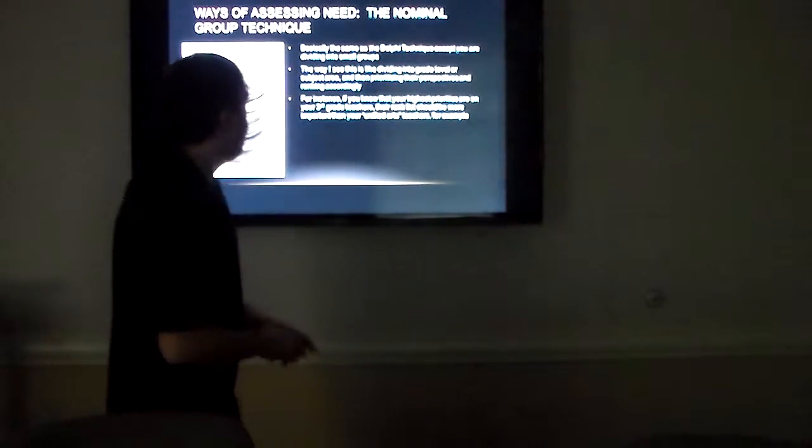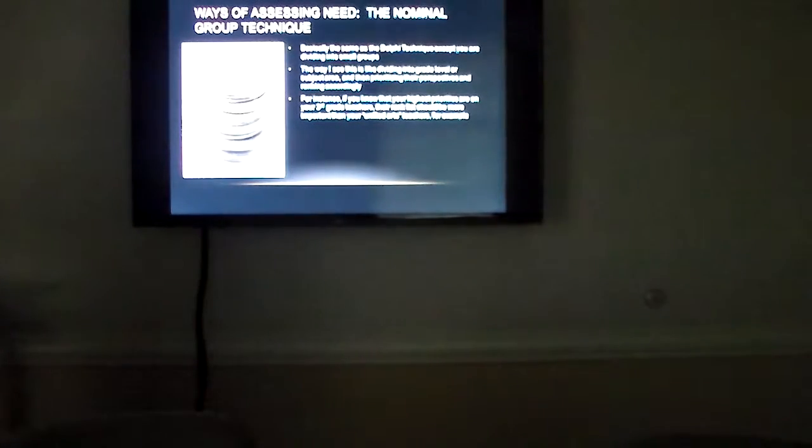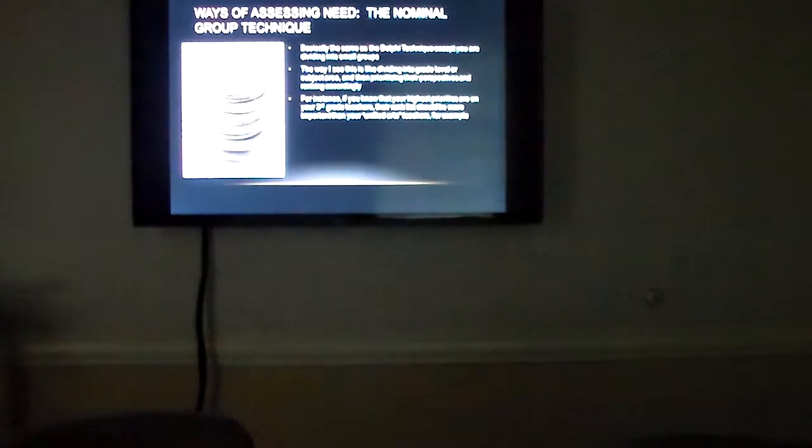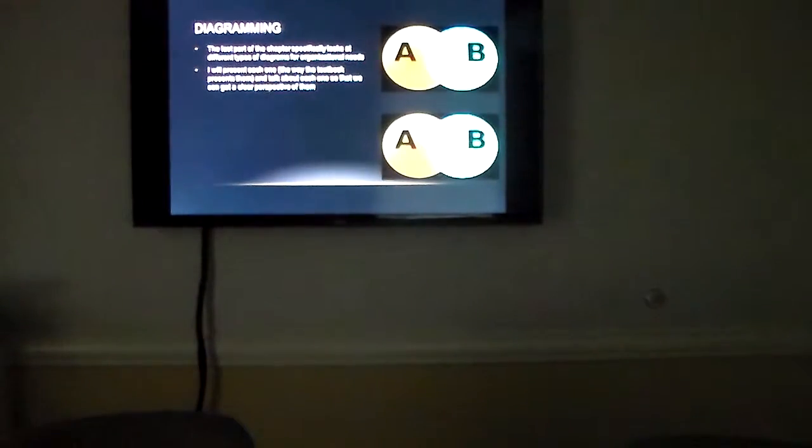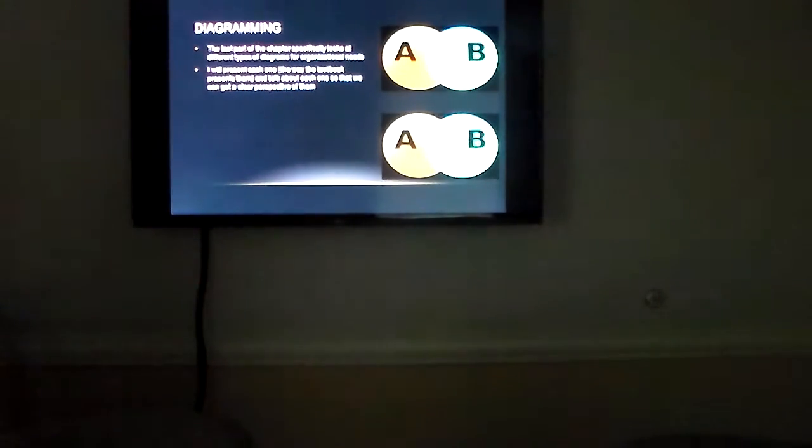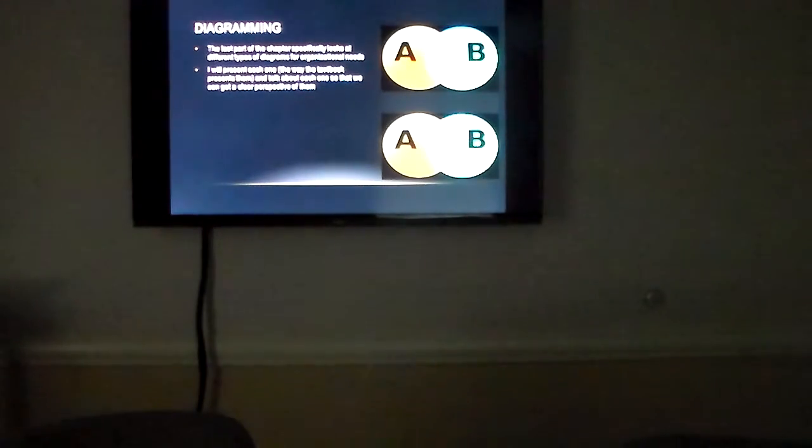But it's putting people in grade level or subject area, and then having them rank their priorities and tell you why. That way you know if they extend across different areas, and I think that's a big idea as well. So diagramming is at the last part of the chapter. So what I'm going to do here is put them on the board and talk about each one so that we can get a clear perspective on them, and you can decide whether or not this is something that you would want to use in your organization.